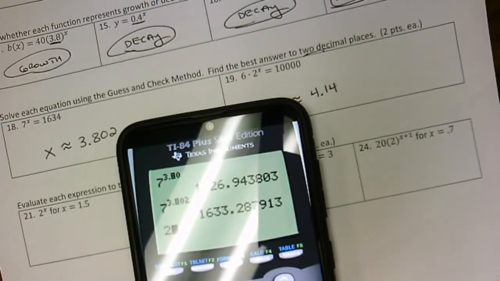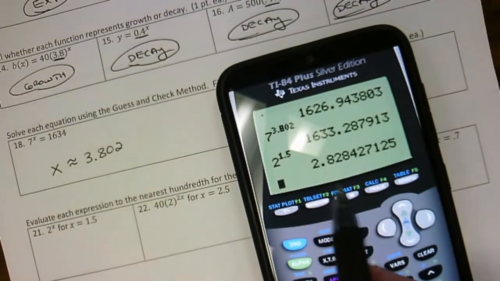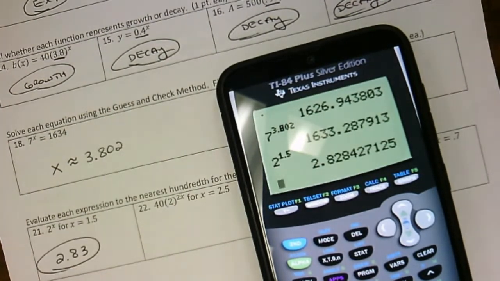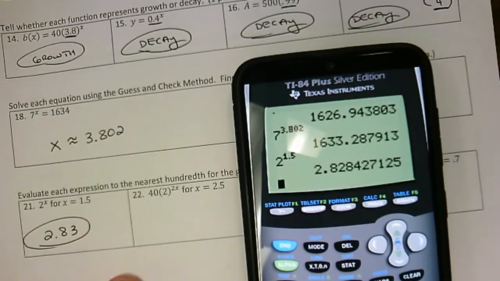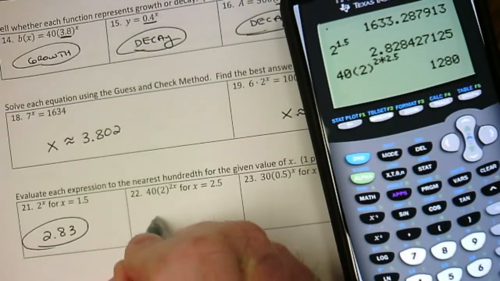So if we take 2 and raise it to the 1.5, it says round to the nearest hundredth again, so 2.83. Next one, 40 times 2 raised to the 2 times 2.5. Or you can do that in your head and say 2 to the 5th. It's the same thing. 1,280.